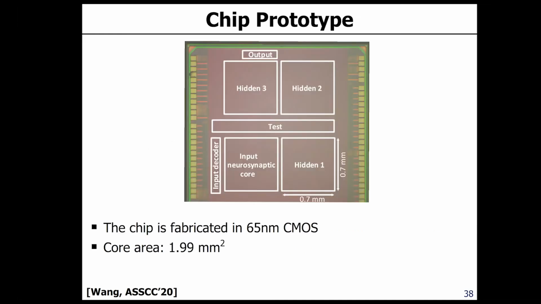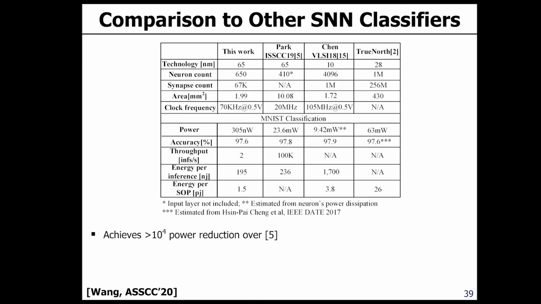All right, so the chip is fabricated in 65 nanometer CMOS, and the core area is about 2 millimeters square. We measured the chip, it works fine, and we compared it to prior work. I briefly mentioned the ISSCC 19 work from SNU, which is a synchronous version of the SNN. VLSI 18 is also a synchronous version of the SNN. And TrueNorth is one of the well-known asynchronous versions of the SNN. They all consume tens of milliwatts, whereas ours consumes 300 nanowatts. So there's about a 10 to the 4 power reduction here.